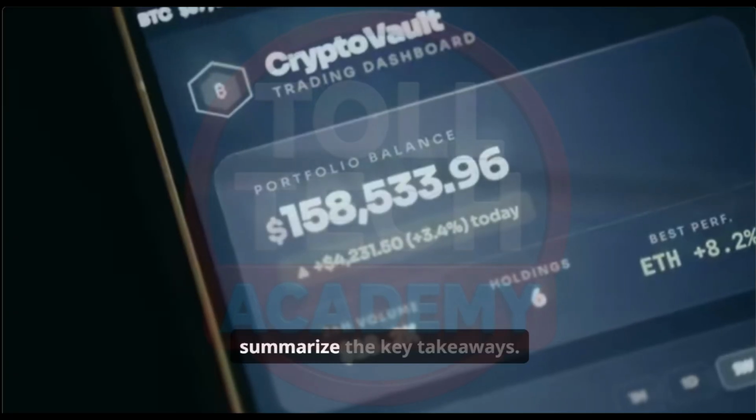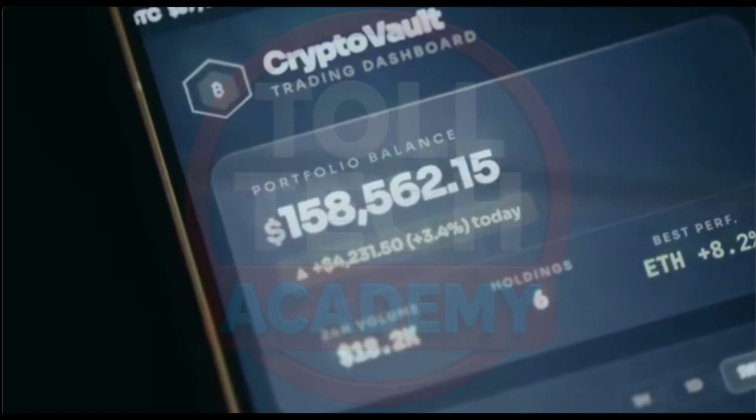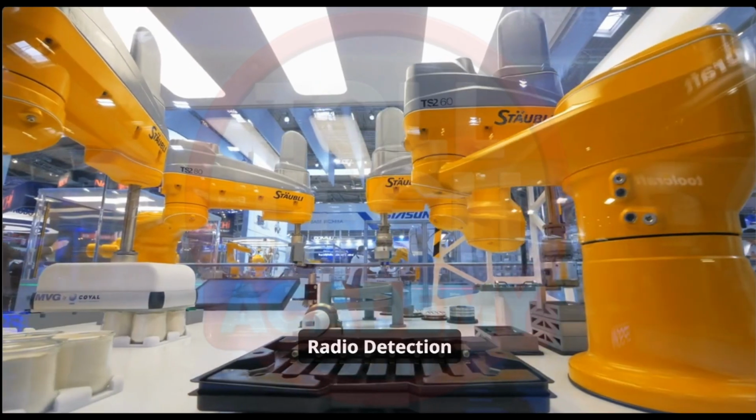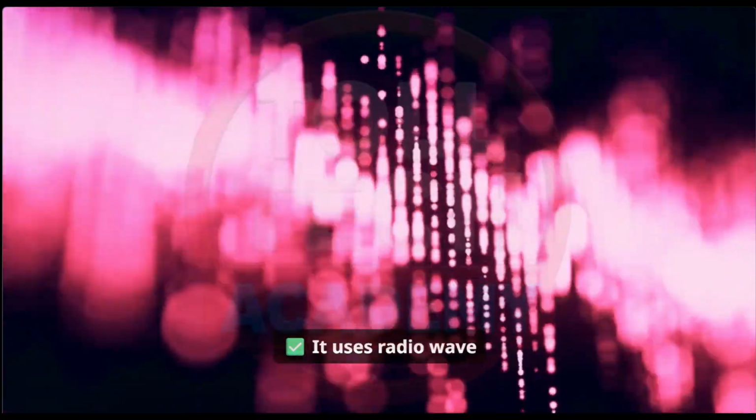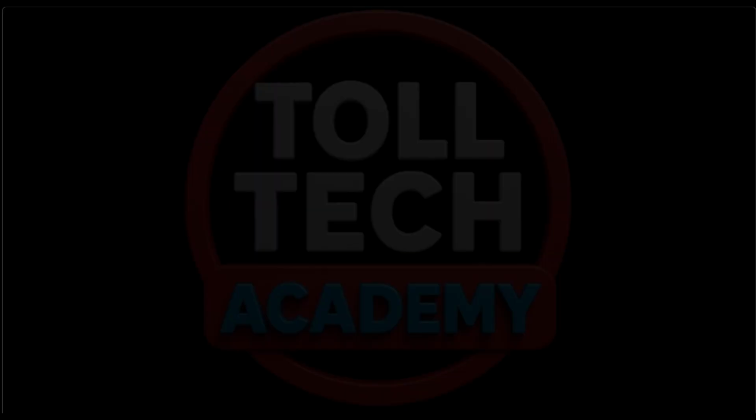Now, let's summarize the key takeaways. Radar stands for radio detection and ranging. It uses radio wave technology. It measures vehicle speed. It monitors vehicle distance and movement. It can track up to 256 objects simultaneously. It supports a detection range of up to 300 meters. It supports MLFF transaction validation.